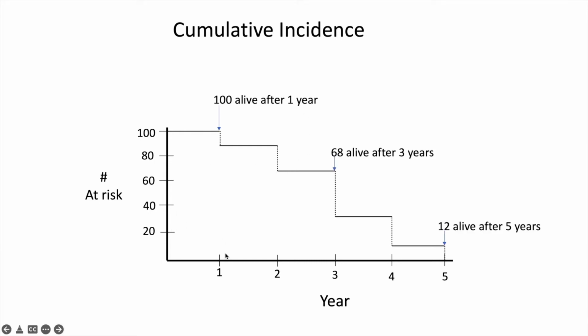So on year one, there were 100 people alive after year one. I guess no one died in that. And it got lower every time. We were able to record the number of events only at these intervals. And once observation ended at year 5, there were 12 people left.